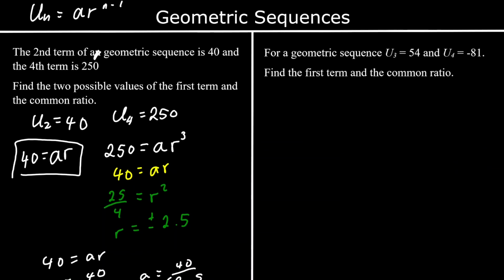One for you to try. Give it a go. So we've got u3 and u4. Find the first term and the common ratio.